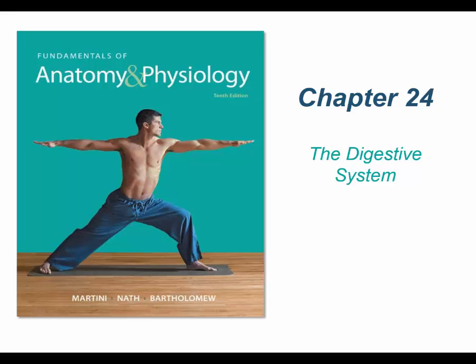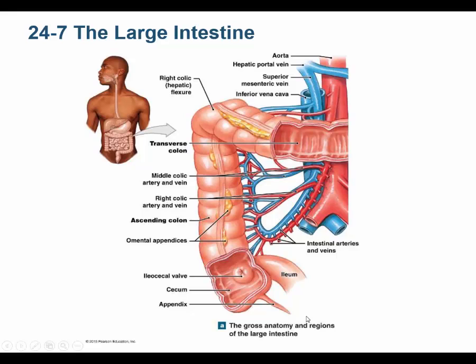Hi folks, this is chapter 24-7, the large intestine. All right, so the large intestine starts right here in the cecum. This is where the ileum, the last part of the small intestine, dumps its contents into the large intestine right here in the cecum. This is the ileocecal valve located at the ileocecal junction. Hanging off the cecum is this appendix, or vermiform appendix.